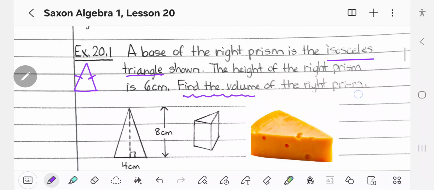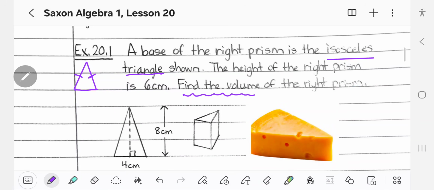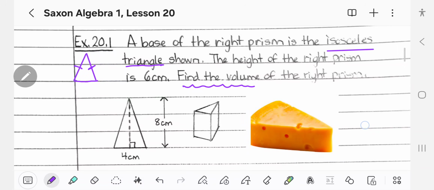So here's our picture. Now I put this picture of the cheese because I felt like it would be helpful to have a real life example of what this looks like. It also reminds me of those little shape sorters that little kids have, where they pick up the little shape and they have to fit it into the different size holes and try to match it up. But this gives you an idea of what they're talking about.